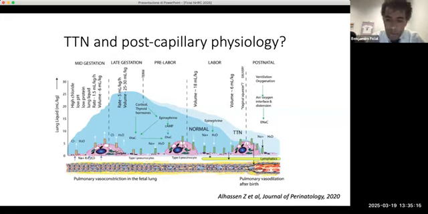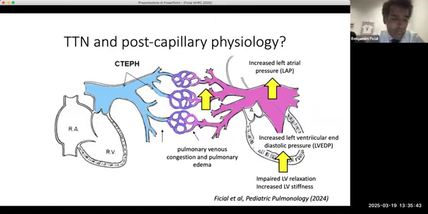And we wondered if an impaired LV relaxation or diastolic dysfunction could contribute to TTN. So we wondered if these babies with TTN had an impairment of LV relaxation causing increased left ventricular diastolic pressure, increased left atrial pressure, therefore pulmonary venous congestion and pulmonary edema.